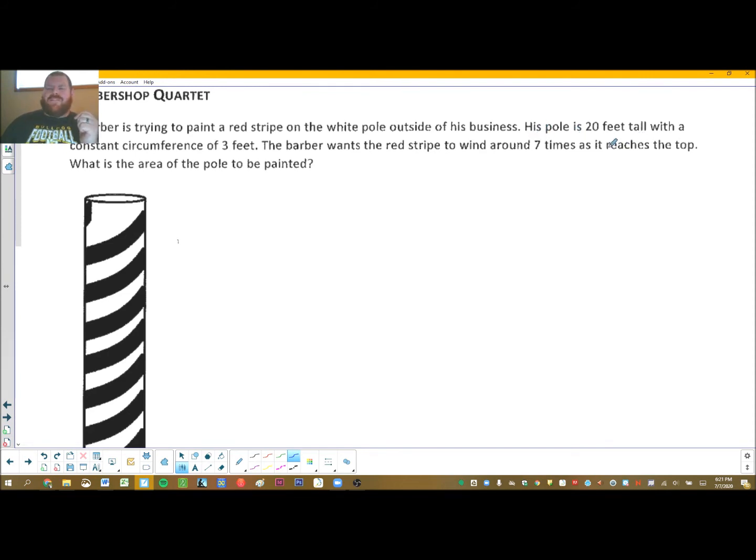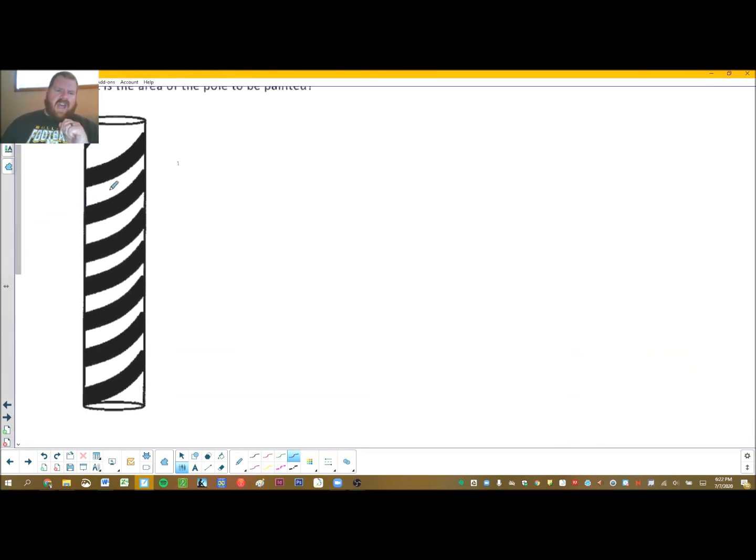His pole is 20 feet tall with a constant circumference of 3 feet, and the barber wants the red stripe to wind around 7 times as it reaches the top. It says here, what is the area of the pole to be painted? I don't know if you're really equipped to answer that, but there's a lot that you can do. And I'll talk about what I mean in just a second.